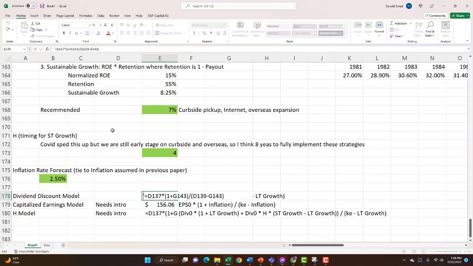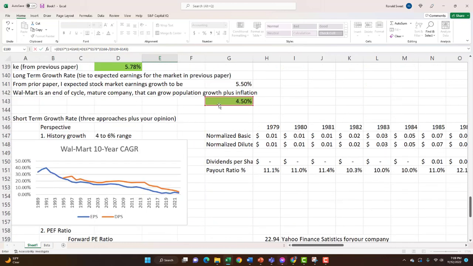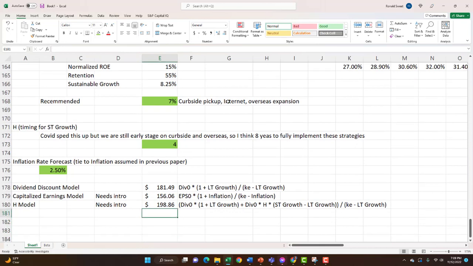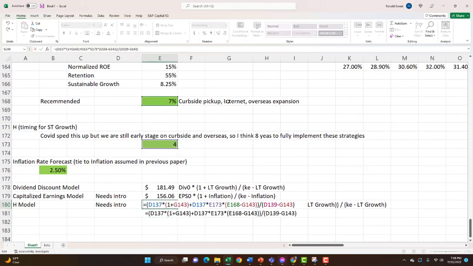And then I'm going to actually put an apostrophe before the dividend one and copy it down so I can use it. Then take that apostrophe out, and then I'm just going to add that middle section. Plus dividend 1, that's D137, times H, there's my H, times short-term growth, my short-term growth was 7%, minus long-term growth, my long-term growth was 4.5, and that gives me 198.86.